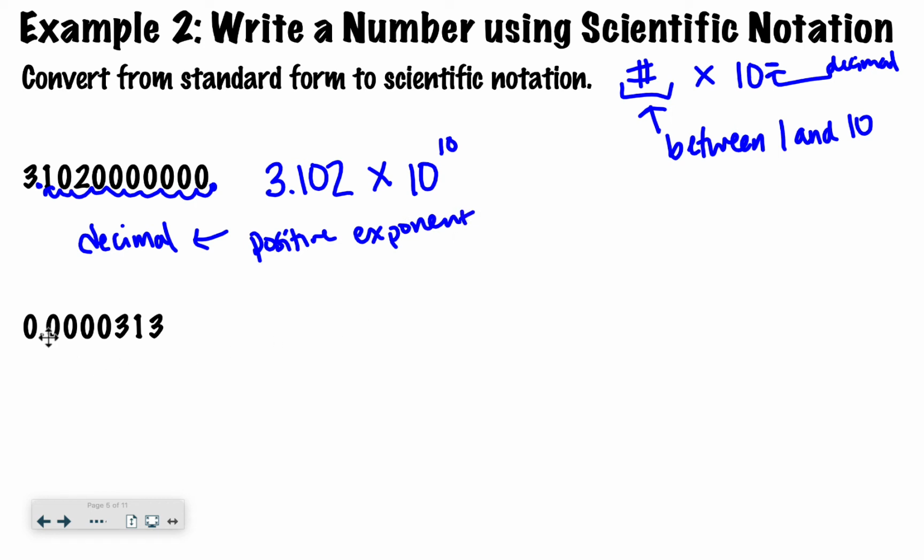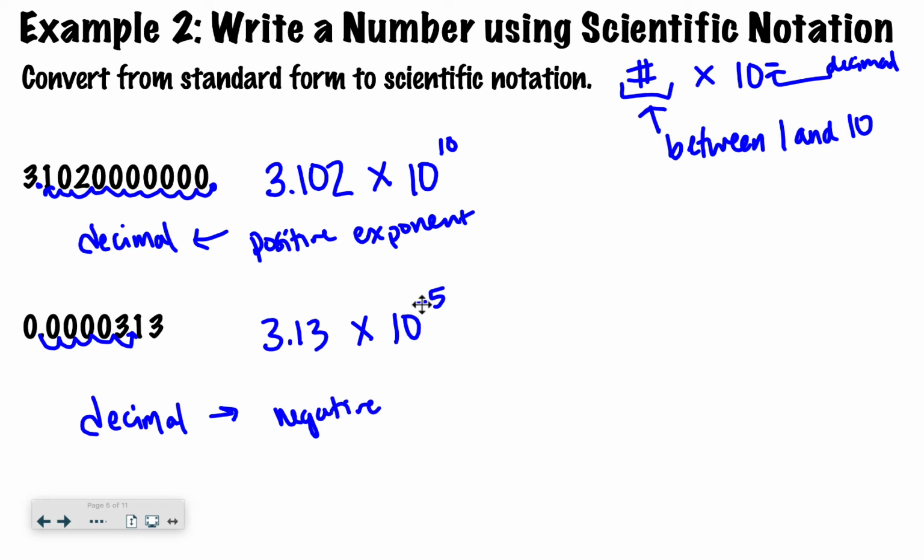Okay? And then if we look at this next one, you can see my decimal is over here, and then my regular number's over here. I'm going to move it 1, 2, 3, 4, 5 times, so that way it's a 3.13. That's a number between 1 and 10. And I'm going to say times 10 to that. I forgot what number I said. 1, 2, 3, 4, 5. 5, but this time when your decimal goes to the right, it is a negative exponent. So then you'd say negative 5.